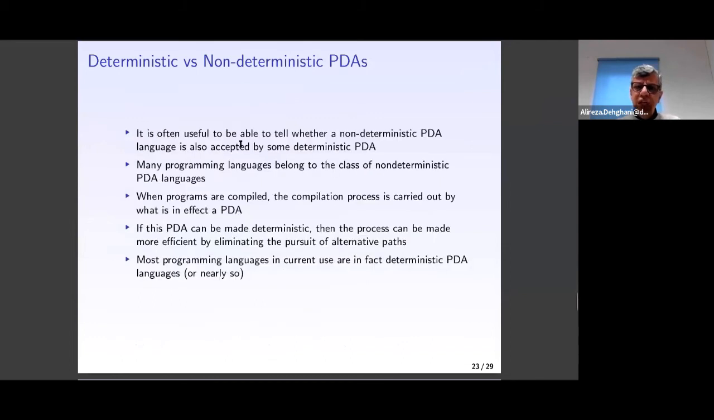It is often useful to be able to tell whether a non-deterministic language is also accepted by some deterministic PDAs. Many programming languages belong to the class of non-deterministic PDA languages. When programs are compiled, the compilation process is carried out by what is in effect a PDA. If this PDA can be made deterministic, then the process can be made more efficient by eliminating the pursuit of the alternative languages. And most programming languages in current use are in fact deterministic PDA languages, or nearly so. Okay.